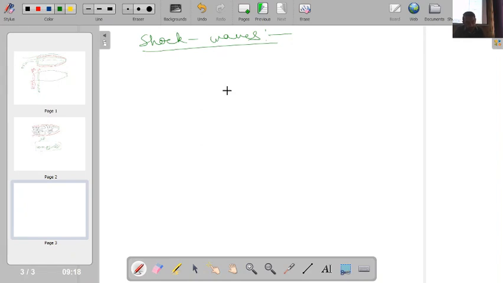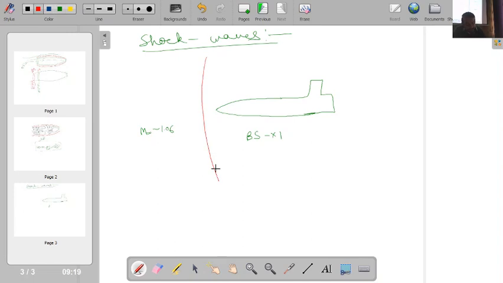I have also given you an example of an aircraft, and historically this was the first supersonic aircraft. So what was the name? BX-1, or XS-1? In this aircraft we experienced, when the Mach number was close to 1.06, the formation of a bow shock wave over here.